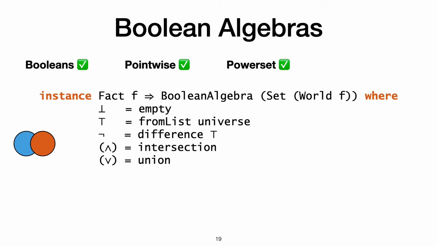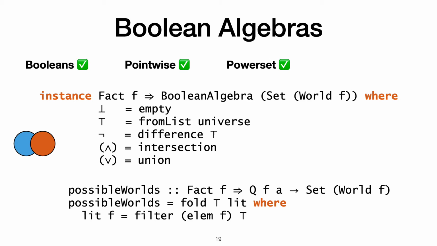Third, the subsets of a set also form a Boolean algebra. And this is particularly interesting when the set consists of facts and thus represents a world. For this implementation, we use the functions from Haskell's Data.Set library with their meanings as indicated in that library. With this instance, we can, in a naive way, compute the possible worlds of a query. So given a query, we compute a set of worlds.